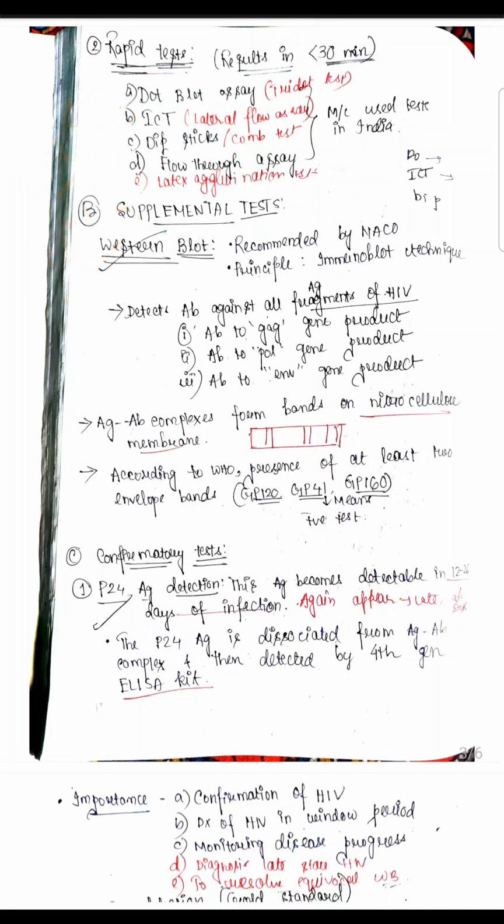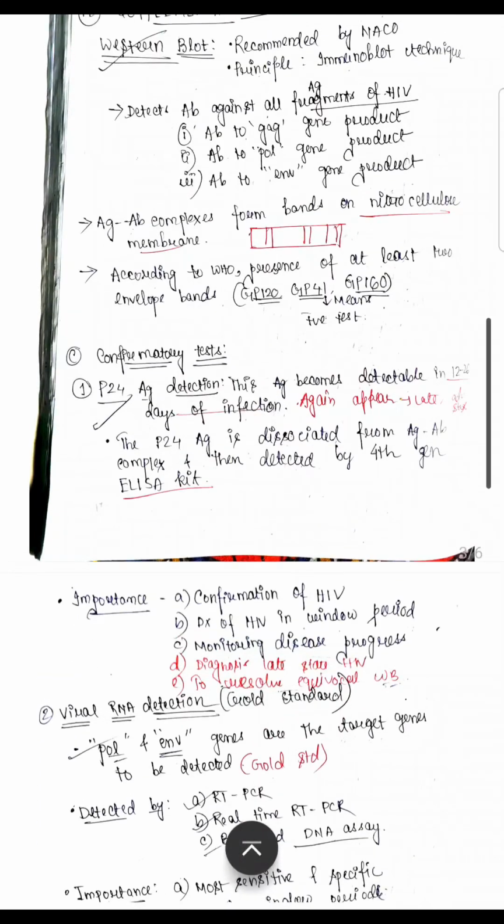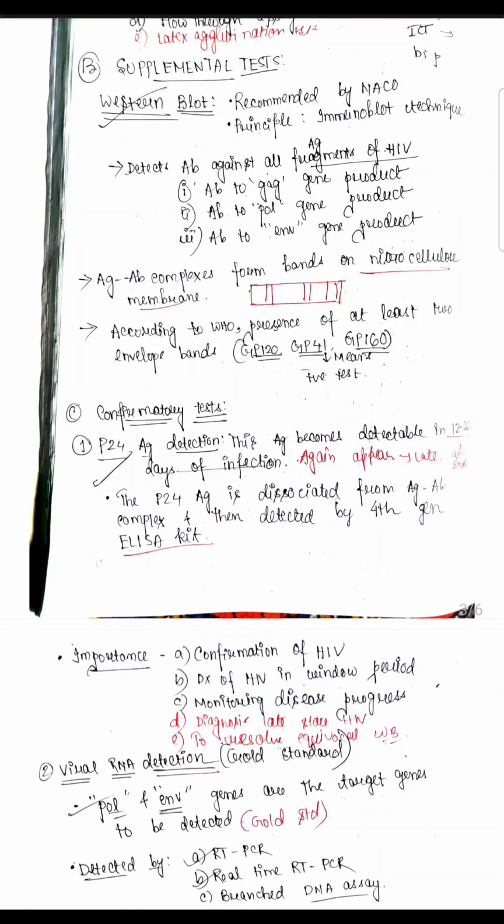Okay, that's it. Now we will go for the supplemental tests. For the supplemental tests, first of all, we have the Western blot. The Western blot follows the principle of the immunoblot technique. And who recommended it? It was recommended by NACO. NACO is the main organization that decides everything for HIV, so it decided the Western blot as well.